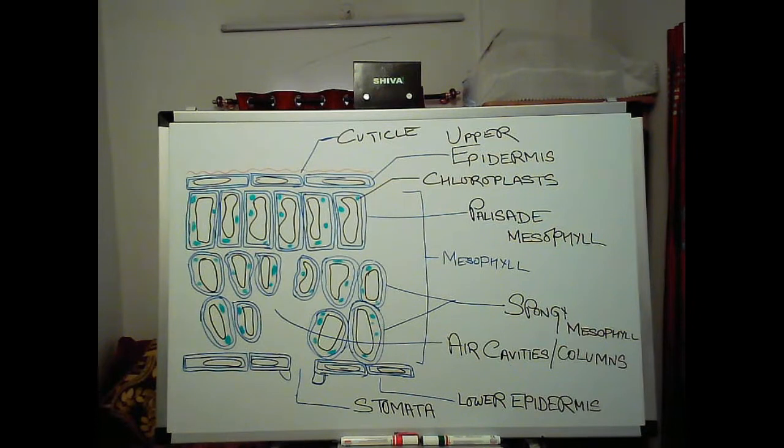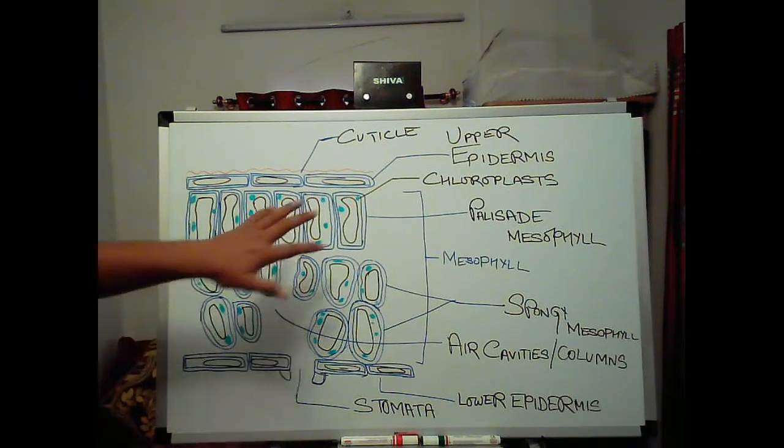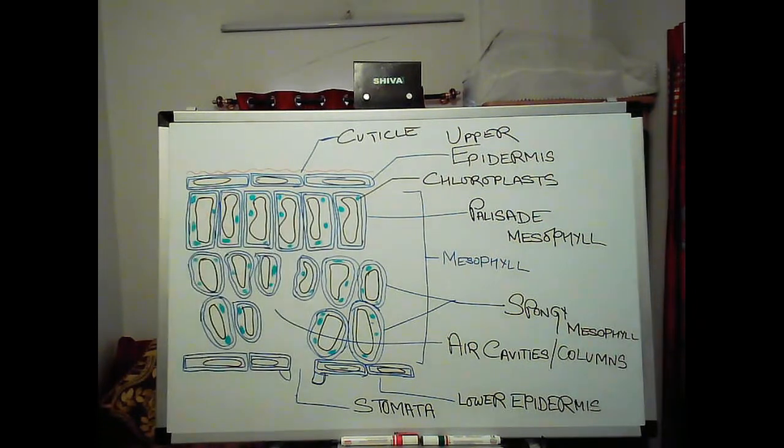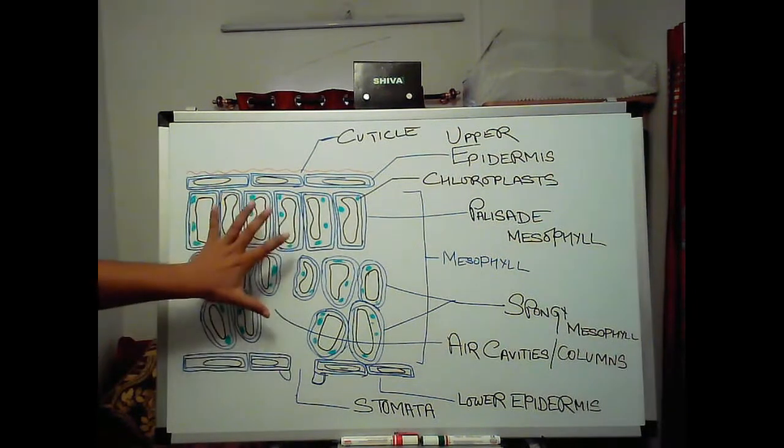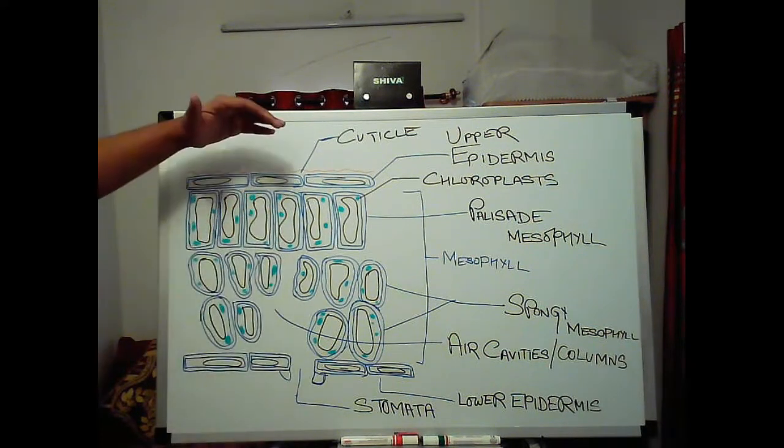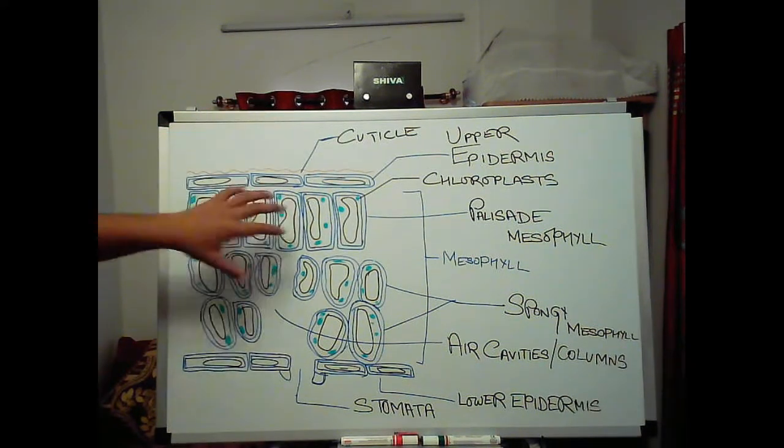So guys, everything is marked over here. You can see where the chloroplasts are present in the leaves. These are the parts that make the food. The sunlight is absorbed from this part and they make food.